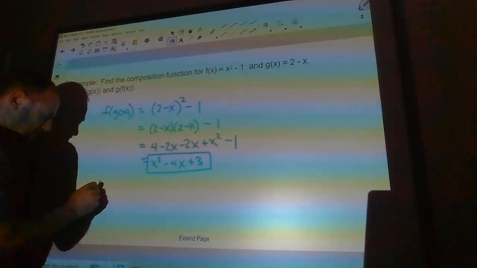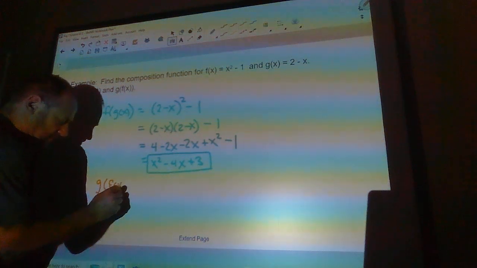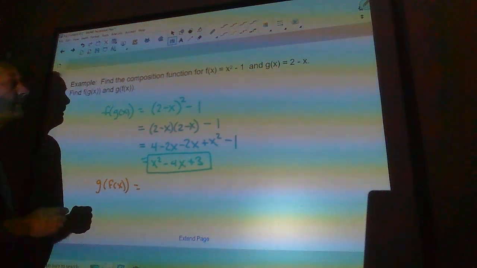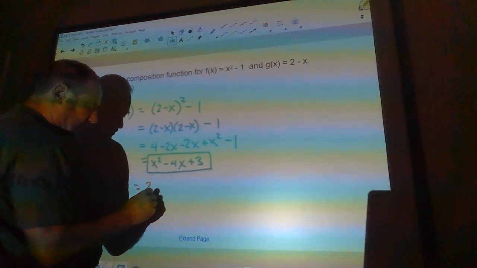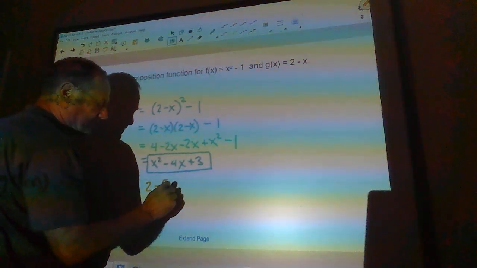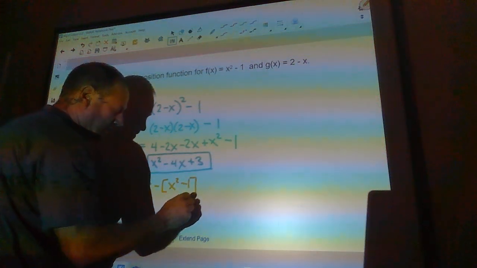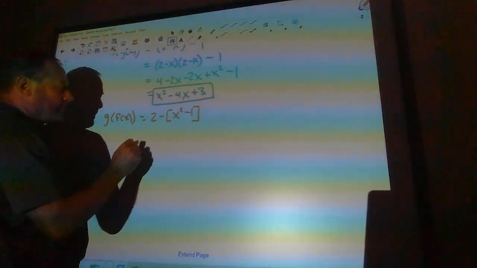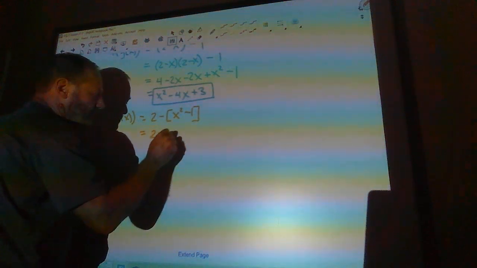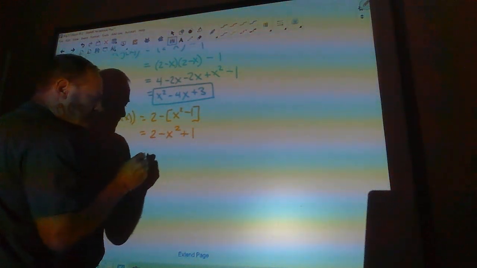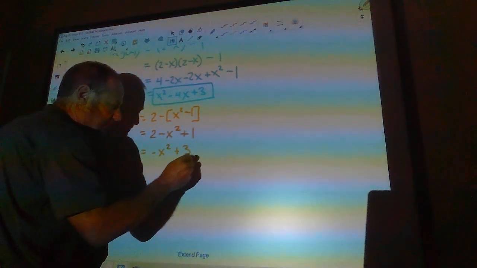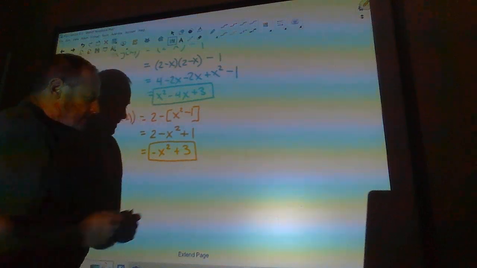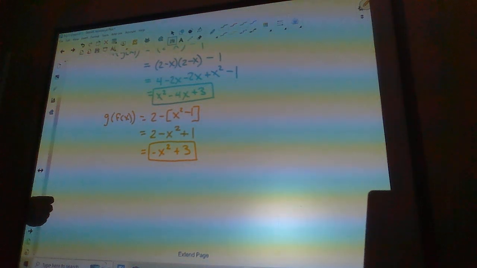Okay, g of f of x. This time I'm going to take f of x, put it inside g of x, so I'm going to get 2 minus x squared minus 1. So I'm going to distribute that minus sign, 2 minus x squared plus 1, and that's going to be negative x squared plus 3. So hopefully that's what you got for both of those.